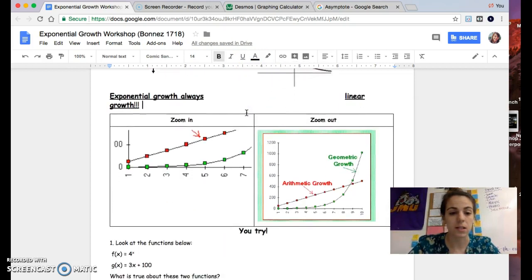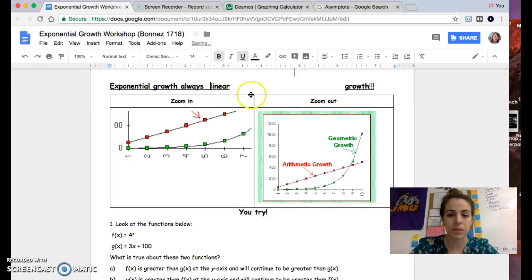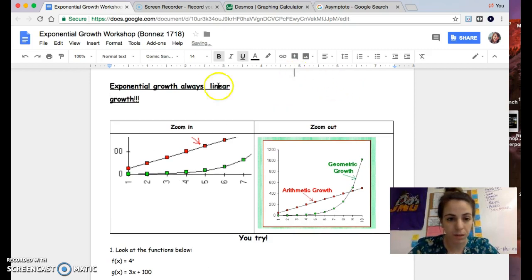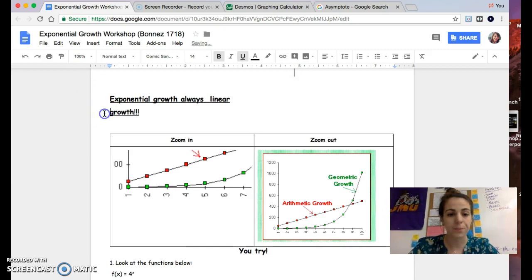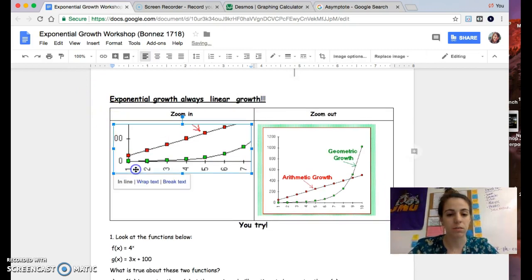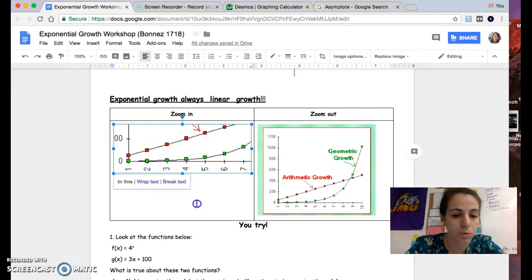All right, the last part. Exponential growth always, I hope you know what this blank is. Before we fill in the blank, let me reformat that. There we go. Look at this picture. Okay, so if we zoom this picture out, actually let's zoom in. Look at the zoomed in picture.